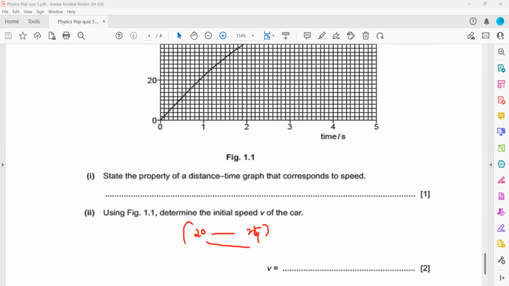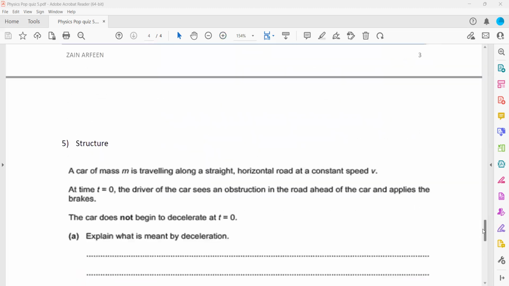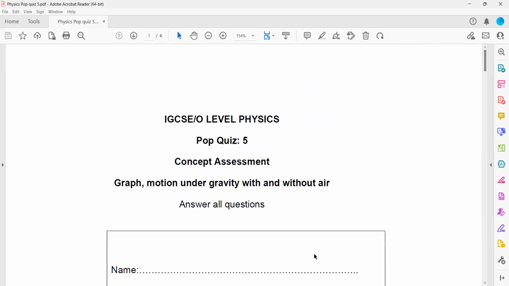Whenever you're drawing a tangent, the length of the tangent is up to you. The longer the tangent, the more likely you will get closer to the right answer. But if you draw a tangent of about 3 centimeters or 5 centimeters, that's also fine. So this was pop quiz 5, which was related to motion graphs.